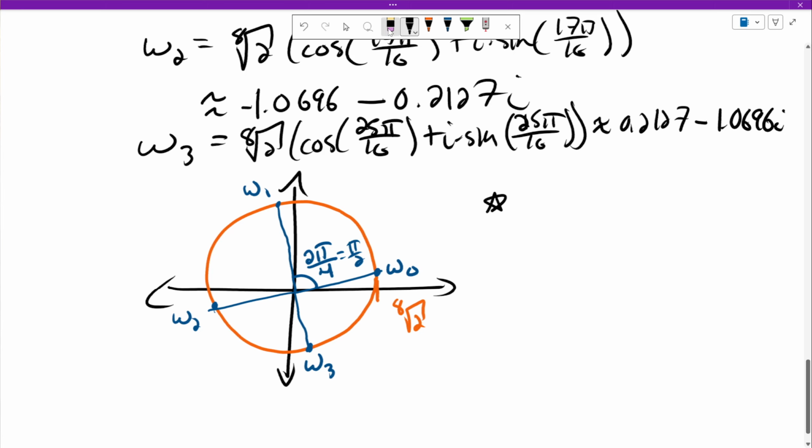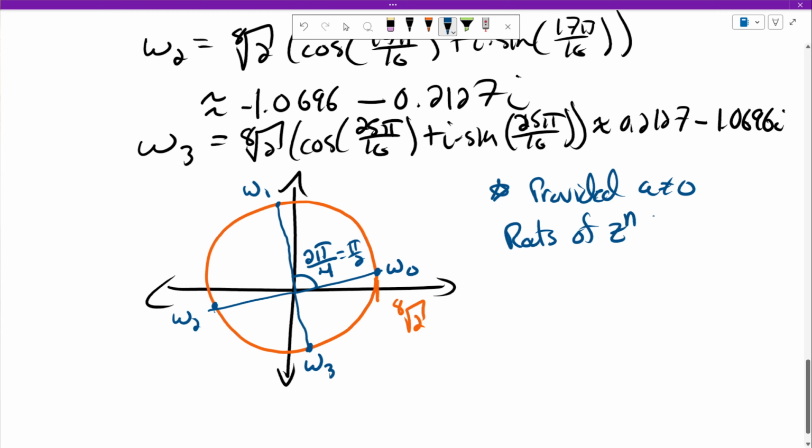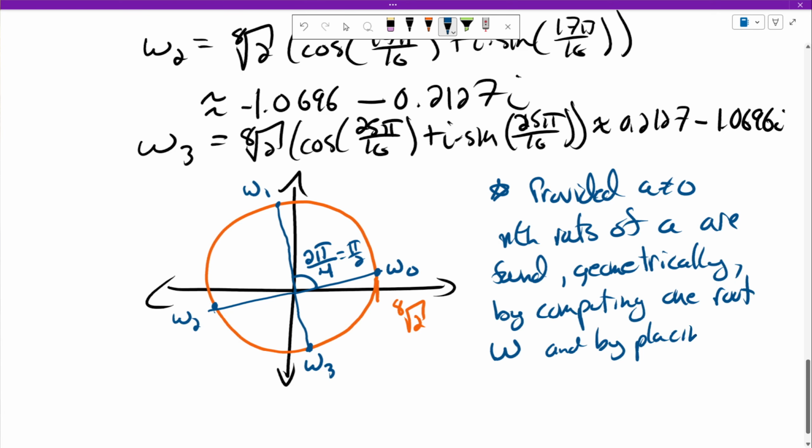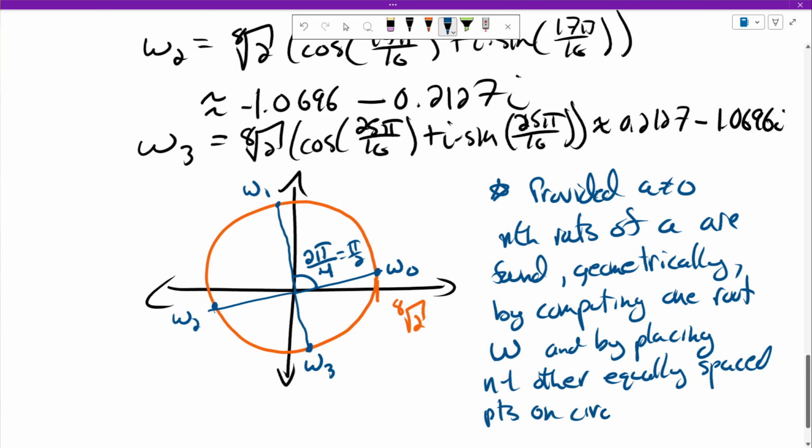So let me just state this. Provided the complex number you're taking roots of is not 0, the nth roots of a are found, at least geometrically, by computing one root, call that w, and by placing n minus 1 other equally spaced points on the circle centered at the origin of radius modulus of w.